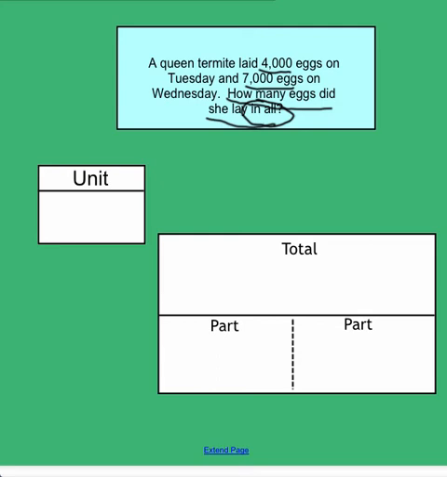Now I need to organize this information into my diagram. I'm going to write 4,000, that's part of the eggs that she laid on Tuesday. And I'm going to write 7,000, those are the part of the eggs that she laid on Wednesday. I'm going to put a question mark for total. This is what I want to find out. My unit is eggs.